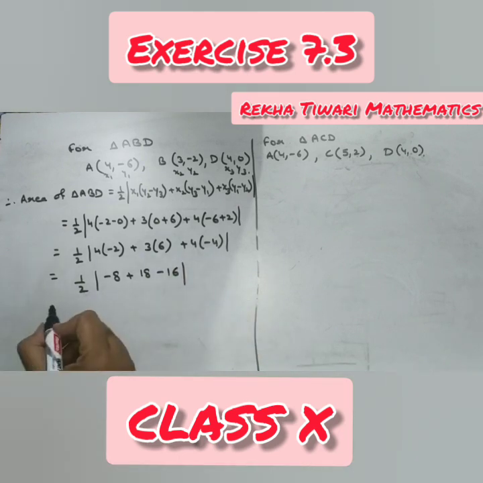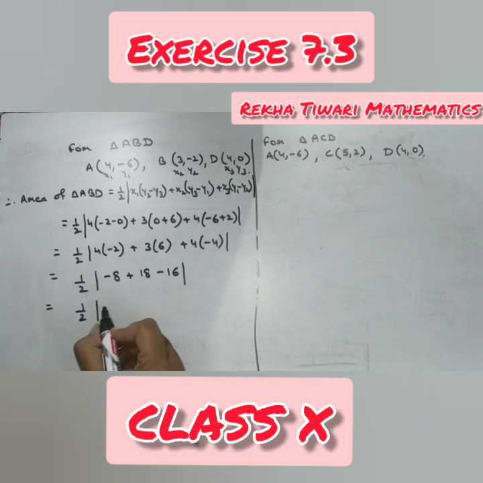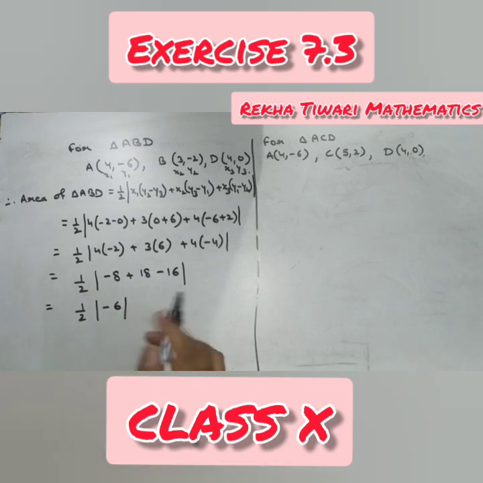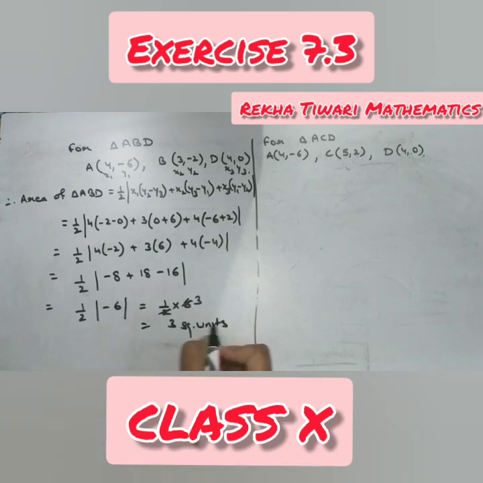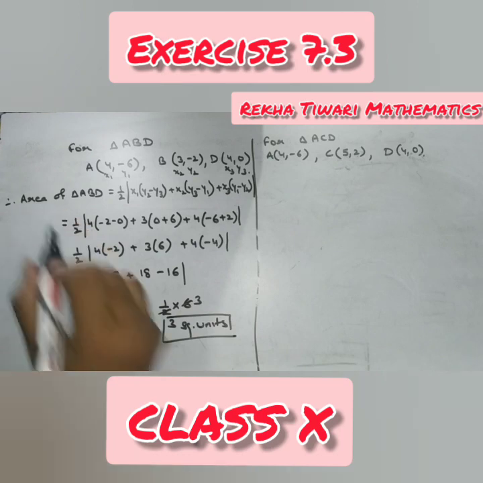4 4s are 16. And this is half mod -6. Since mod is there, remove the sign, it becomes positive. Half of 6, that is 3 square units. So this is area of triangle ABD.